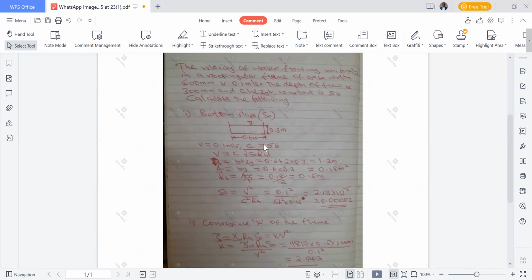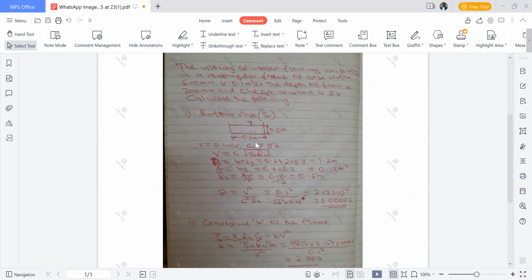So today we are going to take a tutorial on open channel flow, which will involve the Chezy equation. The question reads: the velocity of water flowing uniformly in a rectangular flume of base width 600 millimeter is 0.1 meter per second. The depth of flow is 300 millimeter and Chezy constant is 56. Calculate the following. We need to calculate the bottom slope and also the conveyance K of the flume.